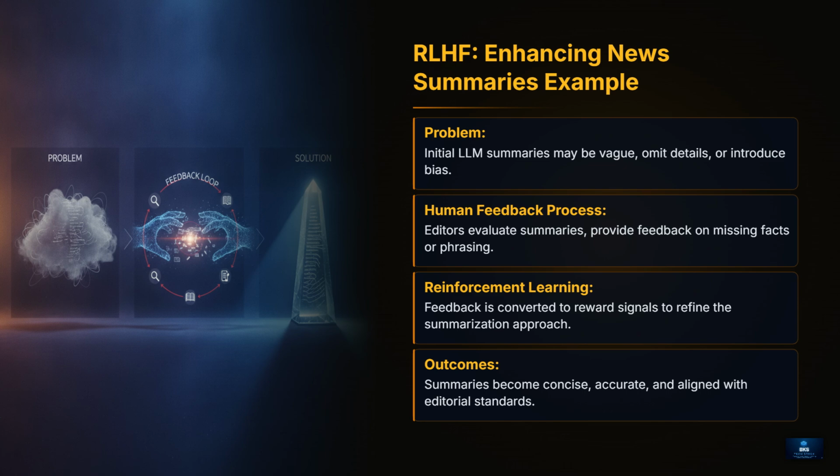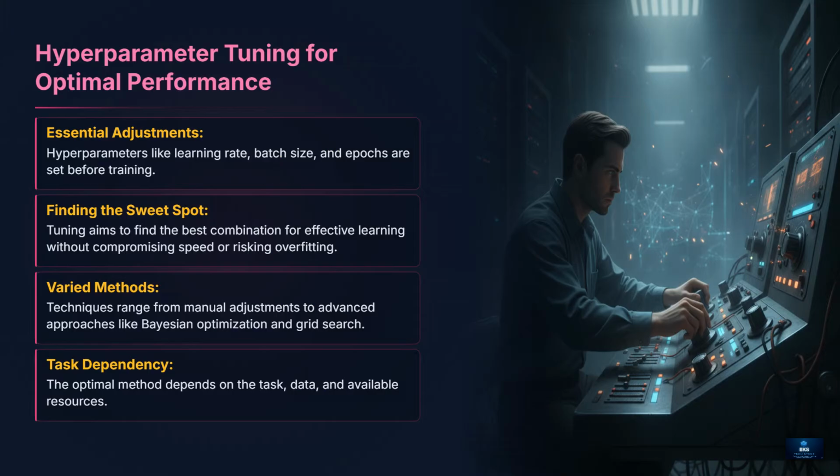Fine-tuning isn't just about the data and the method, it's also about the settings, the hyperparameters. These are parameters that are configured before the training process begins, like the learning rate or how many training cycles, epochs, to run. Finding the right balance or sweet spot for these hyperparameters is crucial. It ensures the model learns effectively without being too slow or overfitting to the training data. There are various ways to tune them, from simple trial and error to sophisticated automated methods.